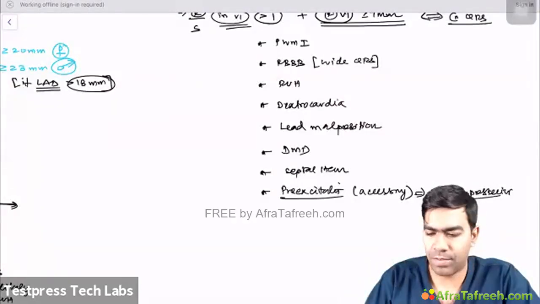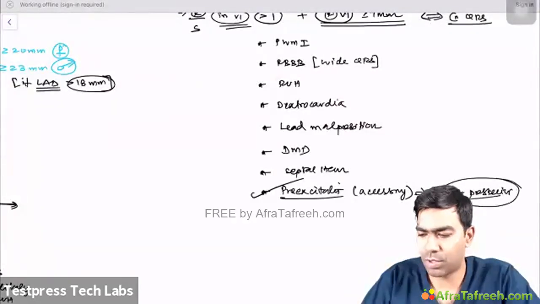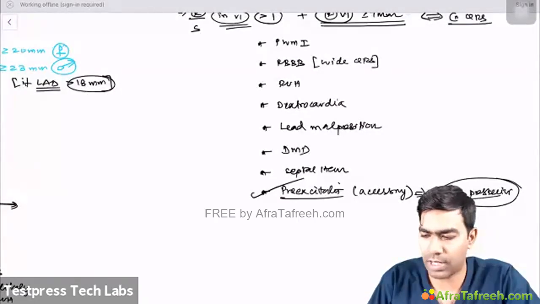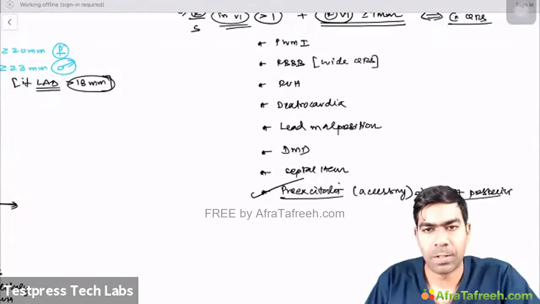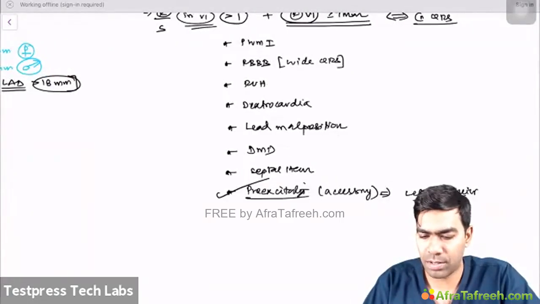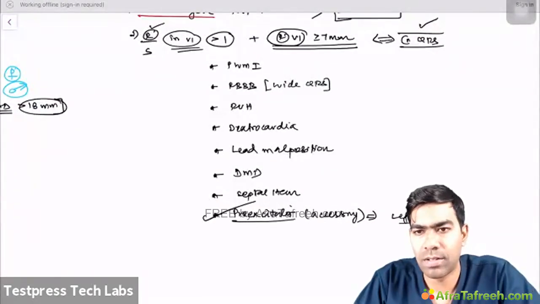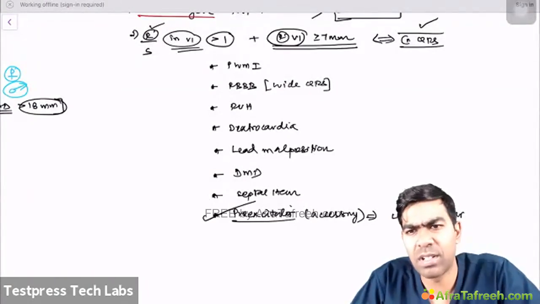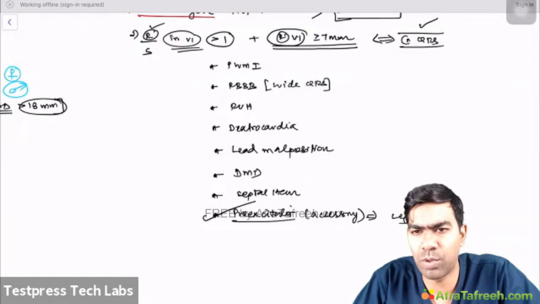I mean, if you still can't get why this left posterior pathway or left pathway should produce this kind of big R, why in post-dual MI? So Madhusudan is asking why in post-dual MI.